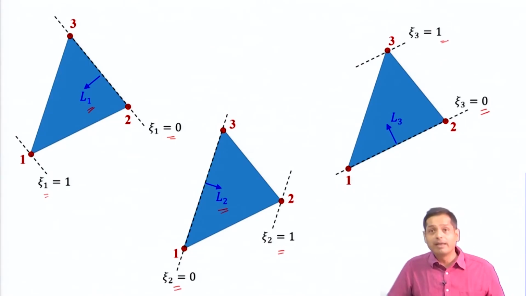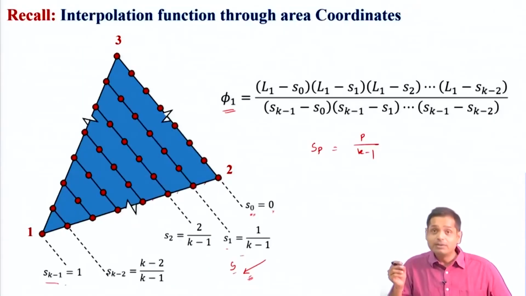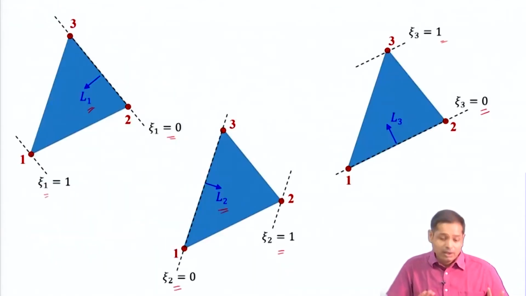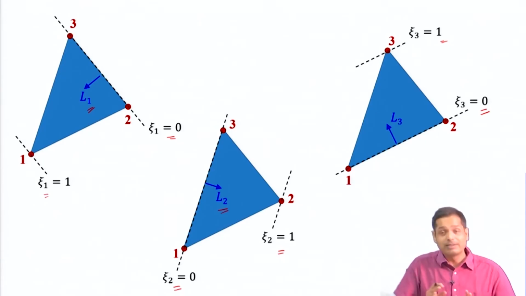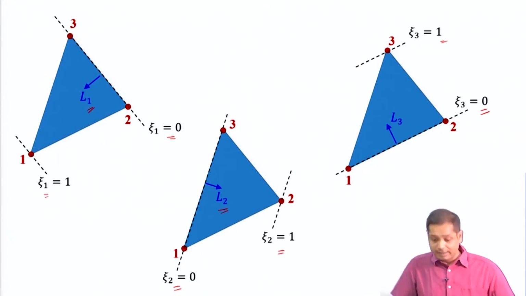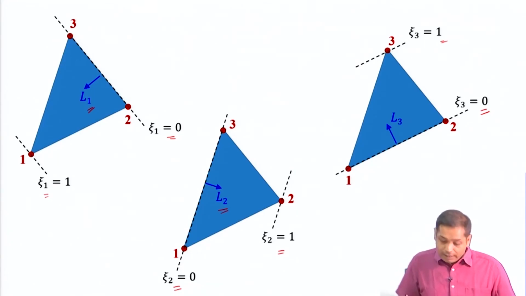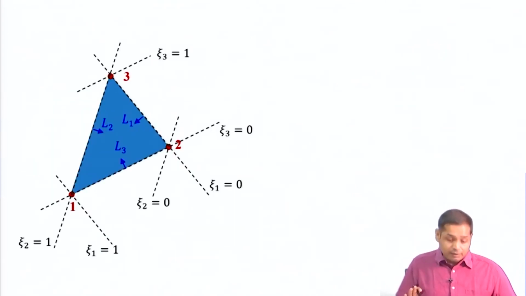There is no harm in expressing S in all the directions, but just to avoid any confusion, we are using different symbols in different directions: xi1, xi2 and xi3 in the L1, L2 and L3 directions respectively. Okay. Now if we put all these things together, our three area coordinates will look like this.